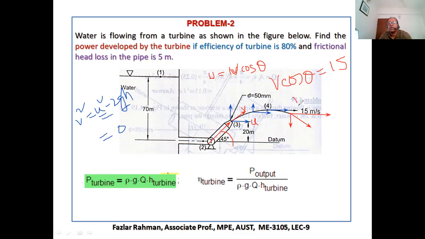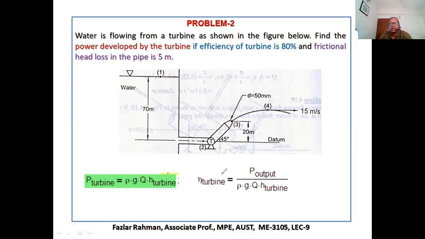Then from here you figure out the V at point 3. That means U equals V3 into cos theta, equal to 15. From there, you figure out V3. You have V3, now figure out the Q. Q equals V3 into area A3. Okay, so let's go through the MathCAD file.